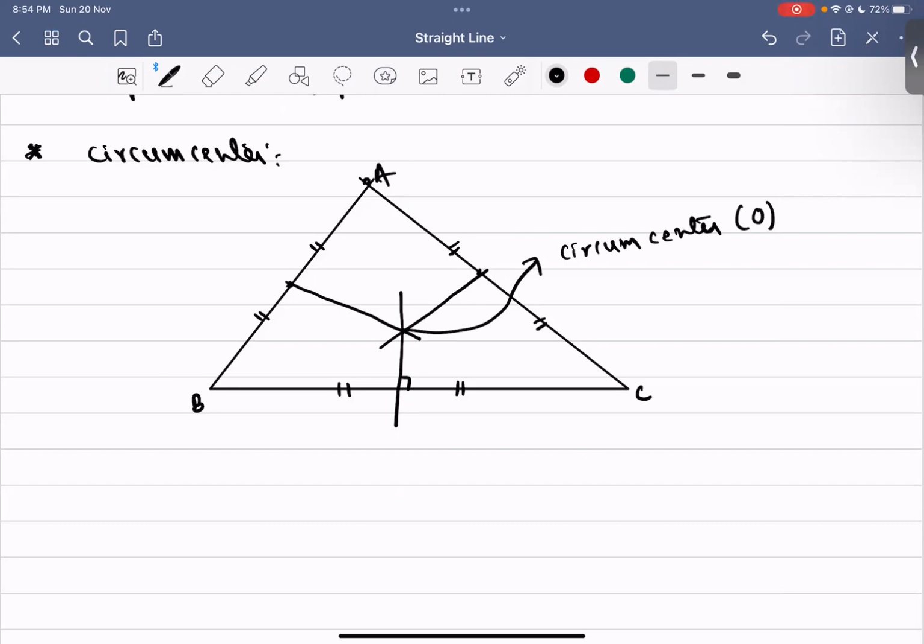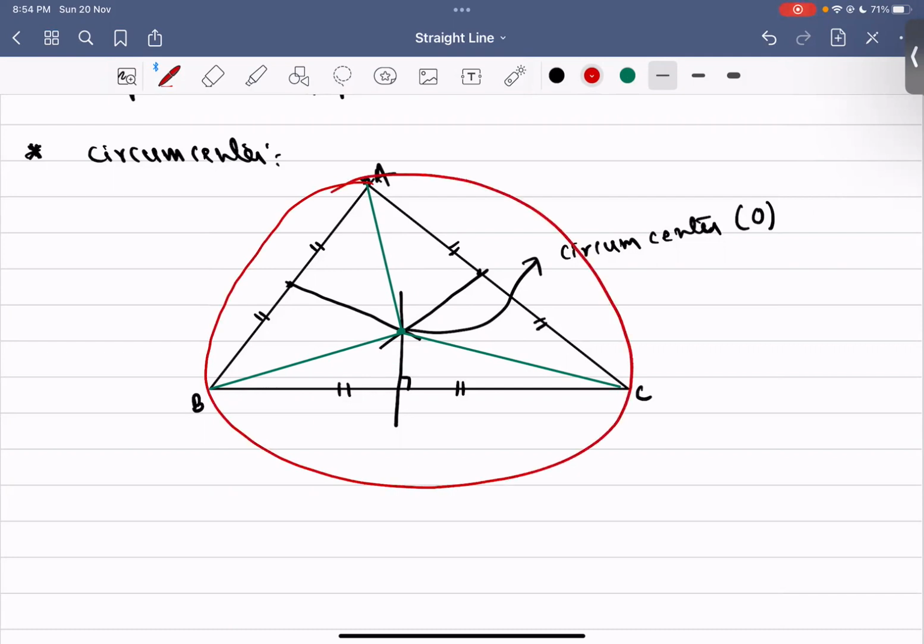So here the distances from the circumcenter to all the vertices are the same. That is this distance, this distance, and this distance. These three distances are the same. So what does circumcenter mean? We can draw one circle which passes through the vertices of the triangle ABC. These three distances from the circumcenter to the vertices are the same. So these are the radius of the circle.